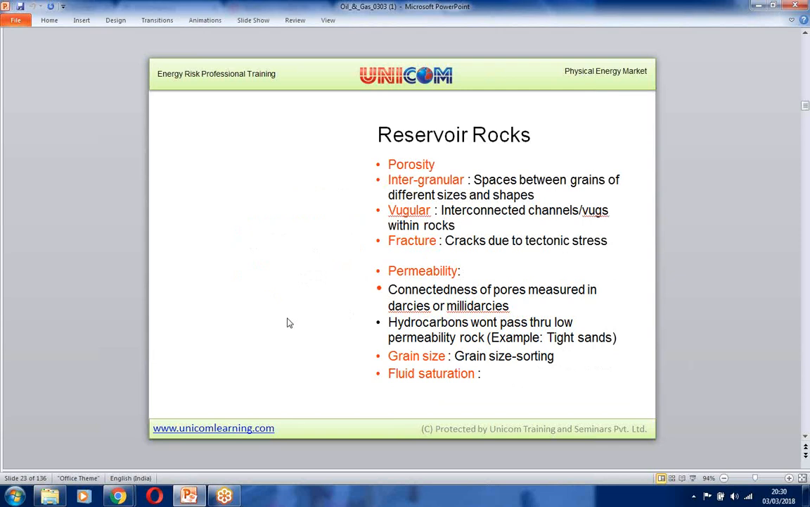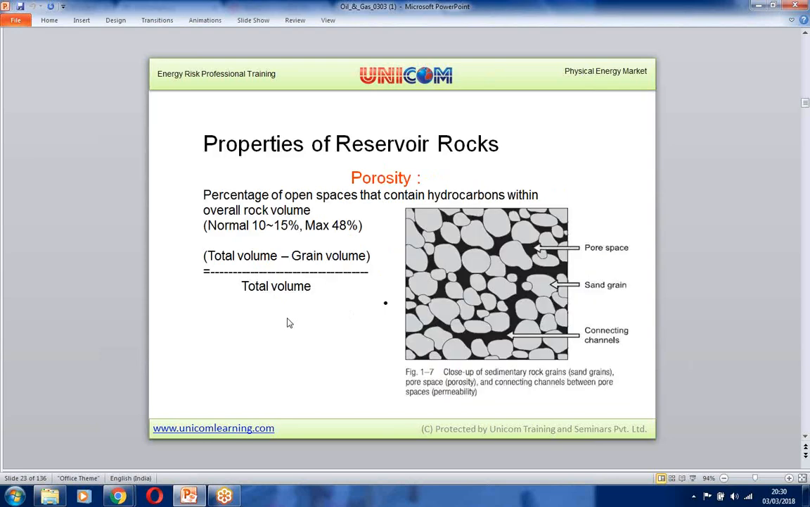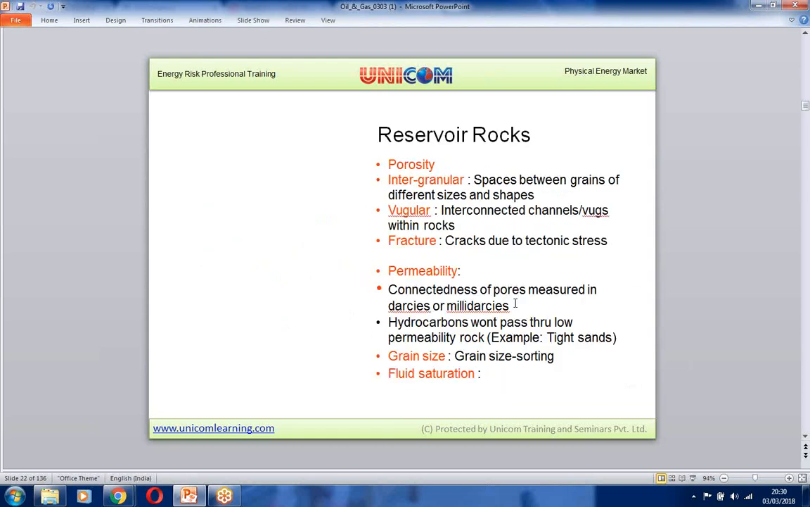Okay, so we talked about porosity. Then permeability. Permeability is the connectedness of pores, how the pores are connected. If the pores are not connected in the reservoir rock, how will the oil and gas flow? So for the oil and gas to flow, permeability has to be there, not only porosity. Both porosity and permeability are important parameters which help in the formation of oil and gas reservoirs.